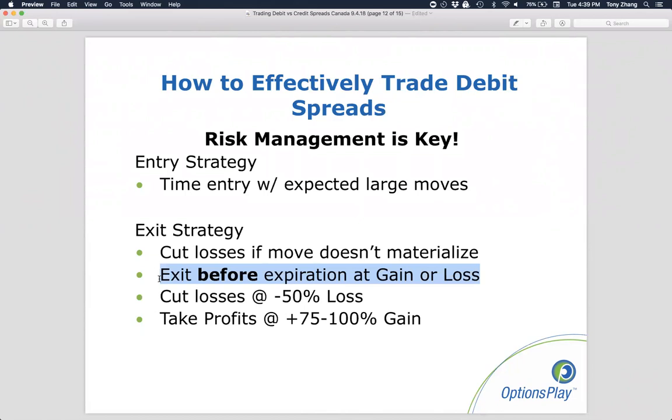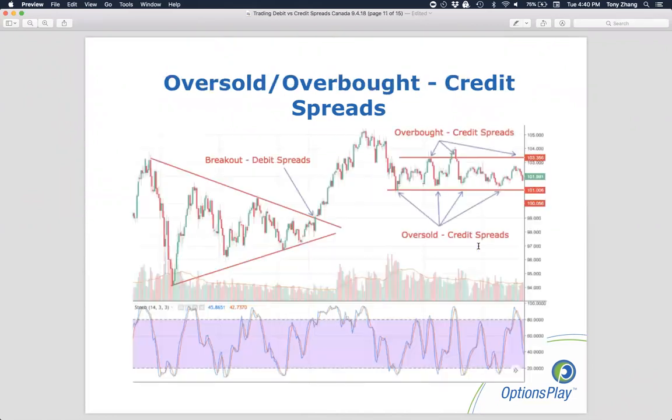That's one of the key differences between trading debit versus credit spreads: with debit spreads, and this holds true if you're just buying calls and puts as well, you do not want to hold these trades to expiration. You want to exit them before expiration. And you want to cut your losses if the expected move simply doesn't materialize. So in the example before, if I'm expecting this to break higher, but instead it just falls back to the support level, then it's time to cut your losses and move on.